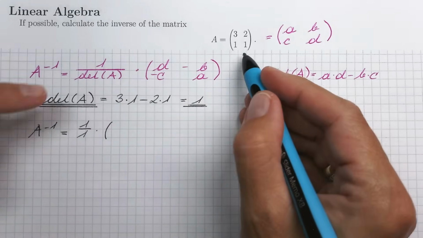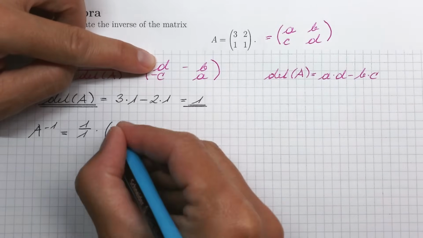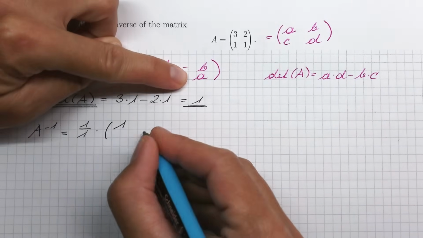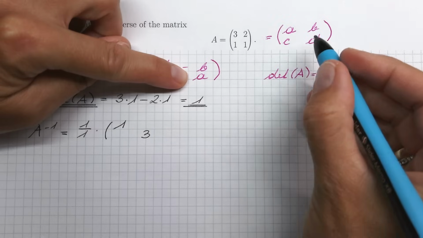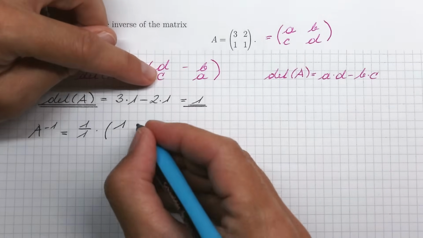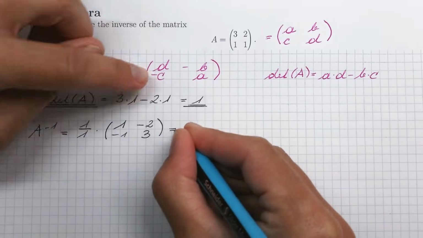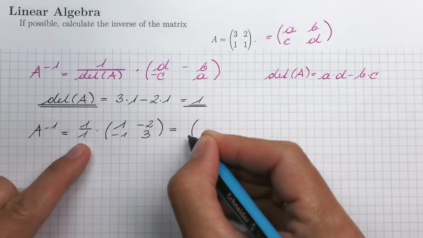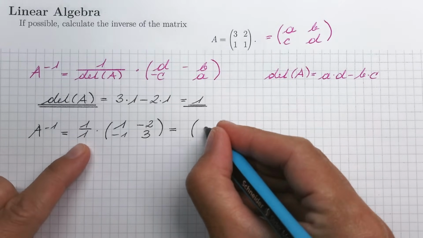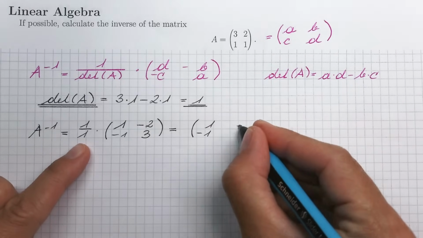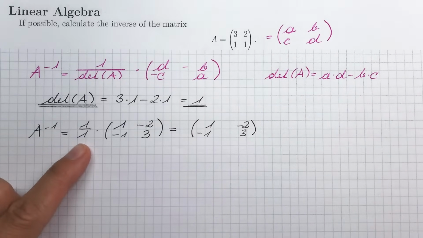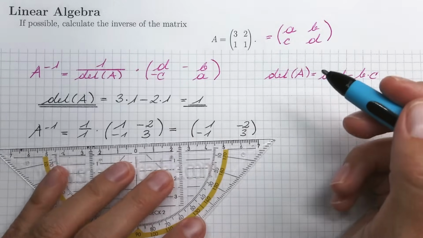Times, now we put D here on top. D is 1 and A here. And minus B and minus C. So it's minus 2 and minus 1. If we write it down again, 1 divided by 1 is 1, so we only have 1, minus 1, minus 2, and 3 for the inverse of matrix A.